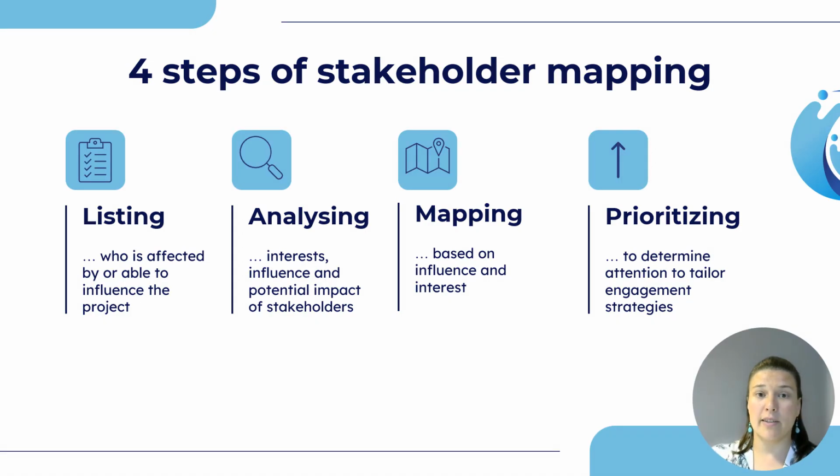To identify stakeholders and to formulate adequate engagement strategies, literature regularly refers to 4 steps that need to be taken. These 4 steps are listing stakeholders. This means all individuals, groups, or entities affected by or able to influence the project. Analyzing involves assessing their interests, influence, and potential impact. Mapping visually positions stakeholders based on their level of influence and interest to reveal engagement priorities. And prioritizing determines which stakeholders require the most attention, tailoring engagement strategies accordingly.